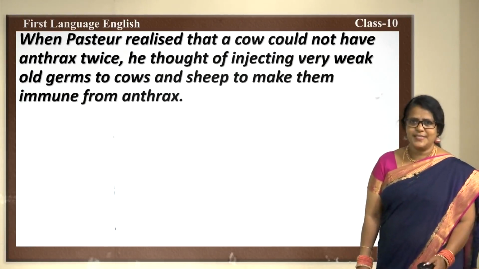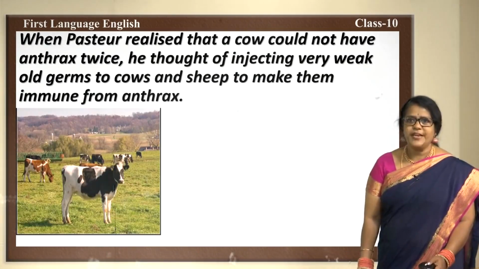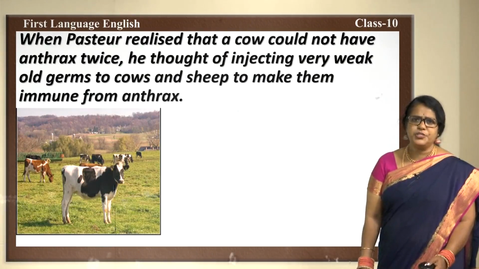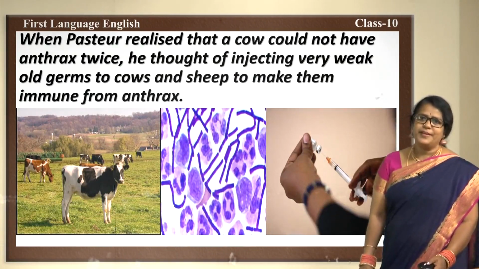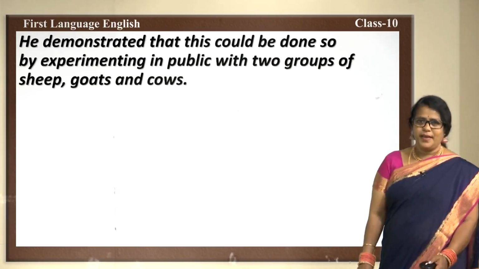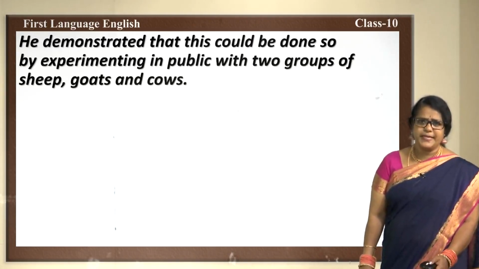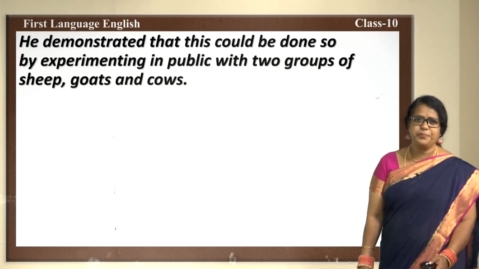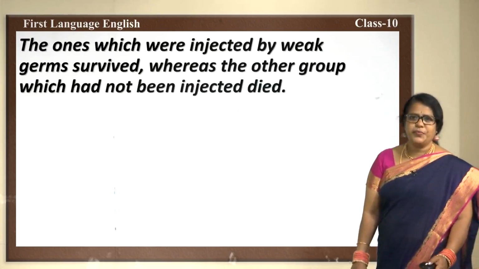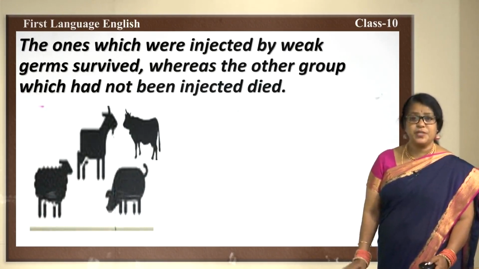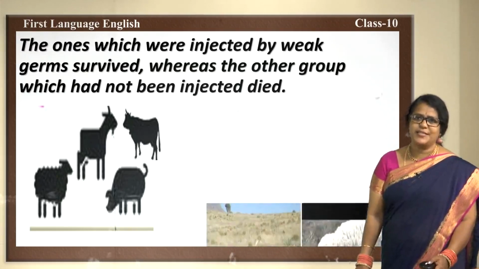When Pasteur realized that a cow could not have anthrax twice, he thought of injecting a very weak old germ into cows and sheep to make them immune from anthrax. He demonstrated that this could be done by experimenting in public with 2 groups of sheep, goats and cows. The ones which were injected with weak germs survived, whereas the other group which had not been injected died.